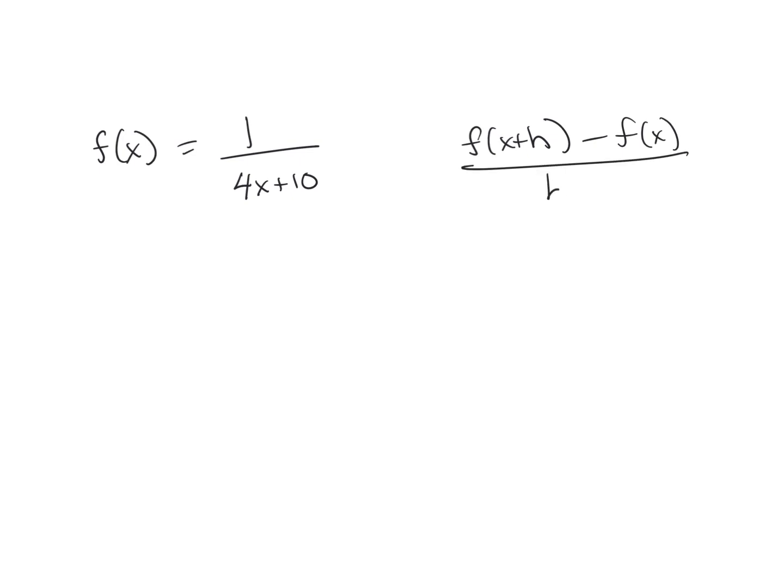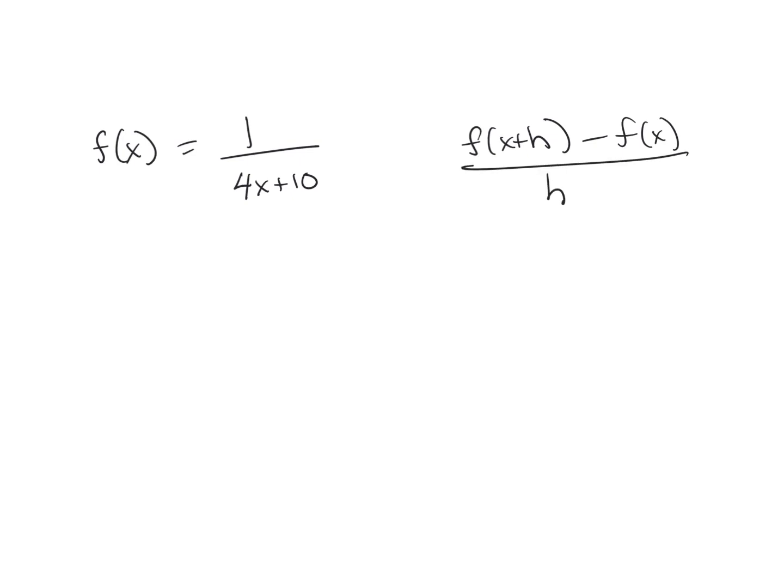All right, now we're going to do the 16 from part 2, which we'll take a quick look at. 16 from part 2 says, let f of x equal 1 over 4x plus 10. And we want to find the difference quotient, which is this.